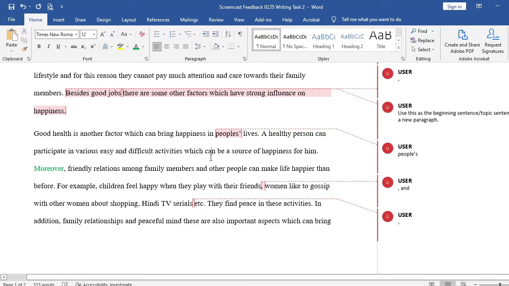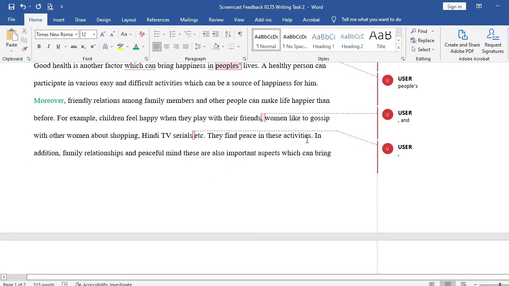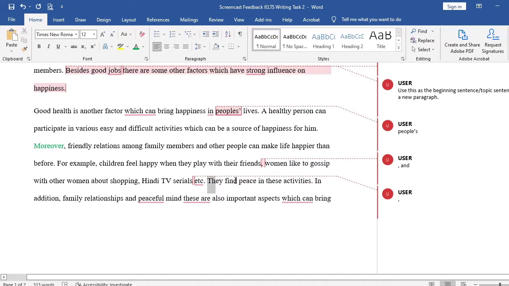Comma. They find peace in this activity. So I'd like to point out another thing, which is that there is a simple sentence used by my student in this part of the paragraph. This is good because she has been using compound sentences and some complex sentences. So sometimes sprinkling in simple sentences is a good idea to bring variety.